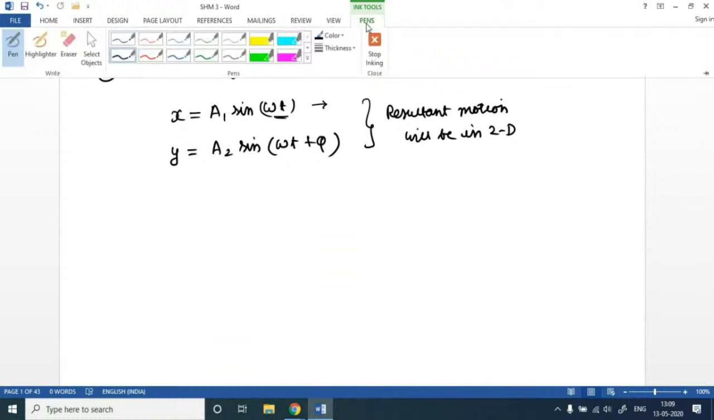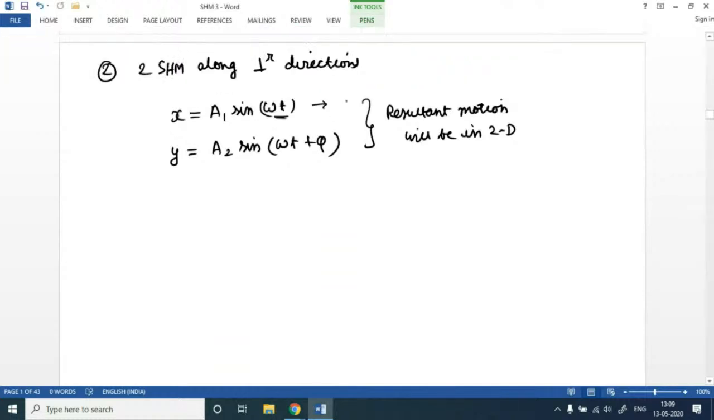So what we can do over here, let's start. Let's say this is equation 1 and this is equation 2, and we can operate on equation 2. Let's say y is equal to a2 sine omega t plus phi we have written. This sine omega t plus phi can be expanded as sine omega t into cos phi plus cos omega t into sine phi. So now we wish to eliminate omega t.